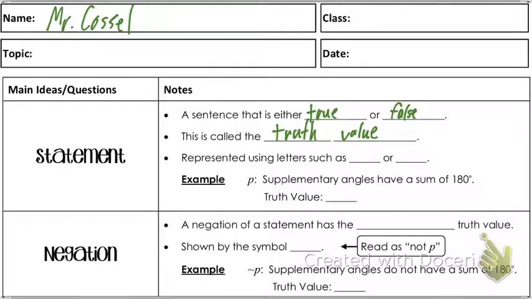Anyway, we represent statements by letters such as P or Q. P actually stands for proposition, okay? Because a lot of times this is termed propositional logic. Based on a proposition, what happens? Different true and false scenarios based upon the proposition. So P stands for proposition.